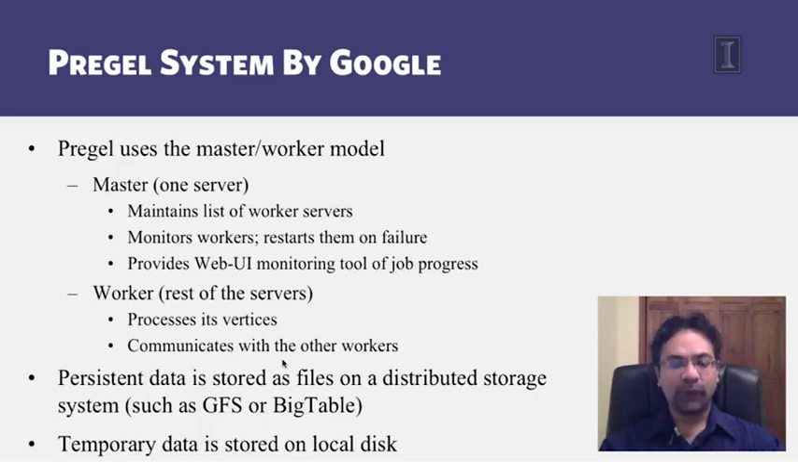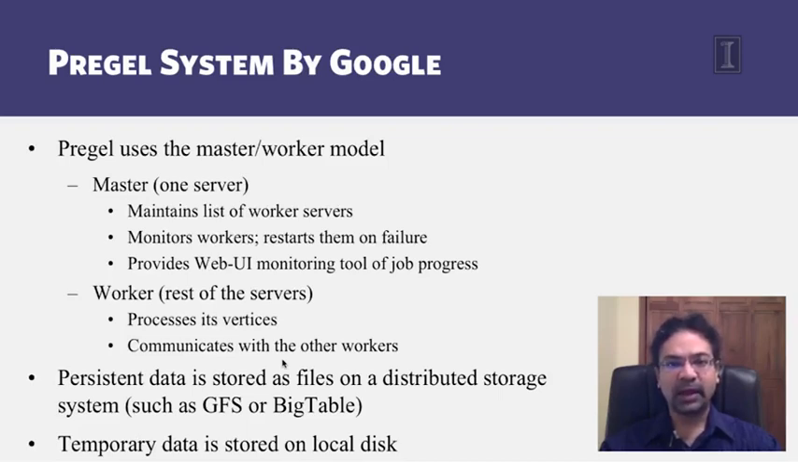Now, the Pregel system by Google follows the bulk synchronous parallel approach, and here is in a nutshell how it works. Pregel uses the master-worker model. There is one master server and there are multiple worker servers. There would be a master daemon and worker daemons running at each of the other servers. The master server is responsible for maintaining the list of worker servers and monitoring them. If any of them fail, then you need to restart them and reassign any failed vertices to newer servers.